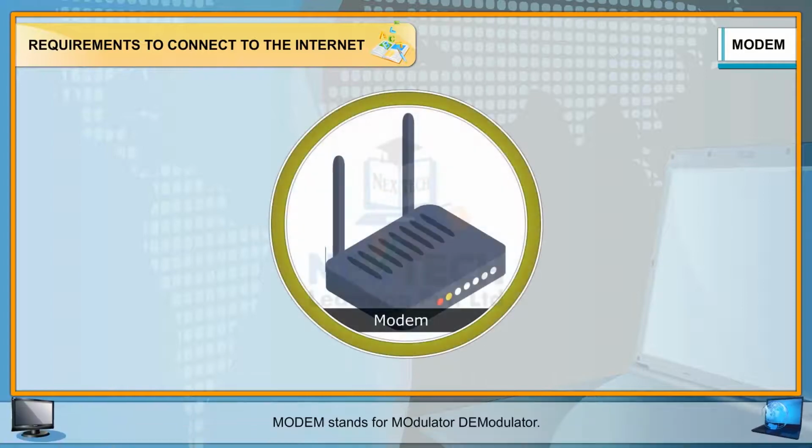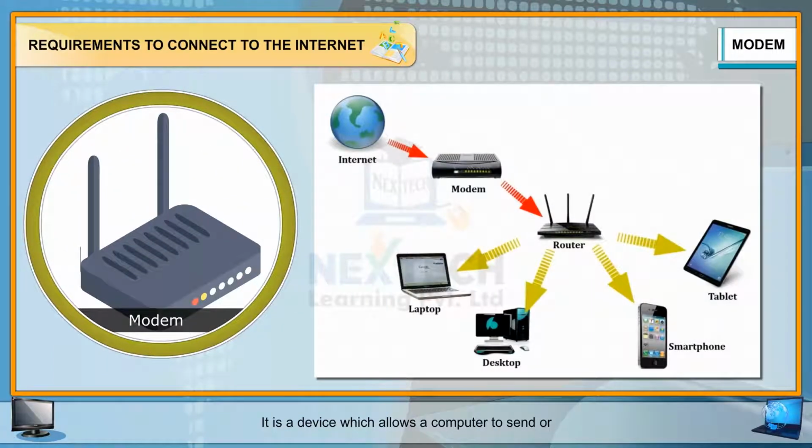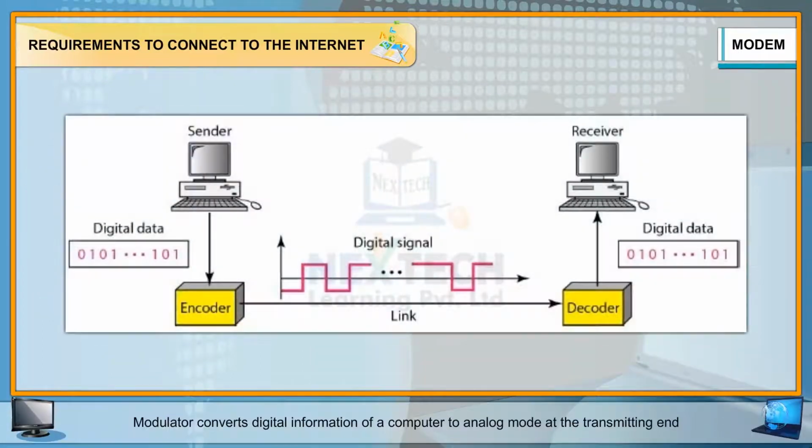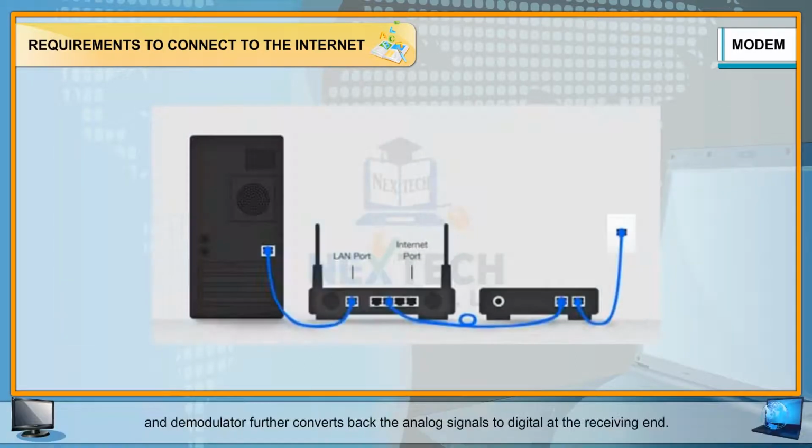Modem. Modem stands for Modulator Demodulator. It is a device which allows a computer to send or receive information through telephone lines by converting digital data into an analog signal used on telephone lines. Modulator converts digital information of a computer to analog mode at the transmitting end, and demodulator further converts back the analog signals to digital at the receiving end.